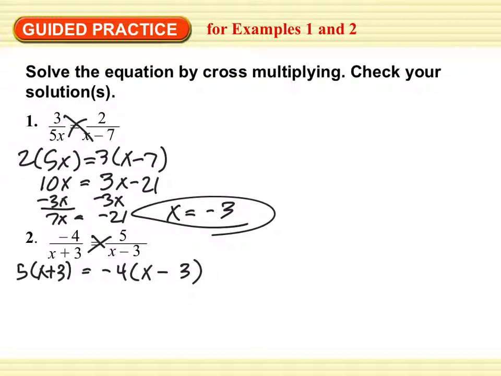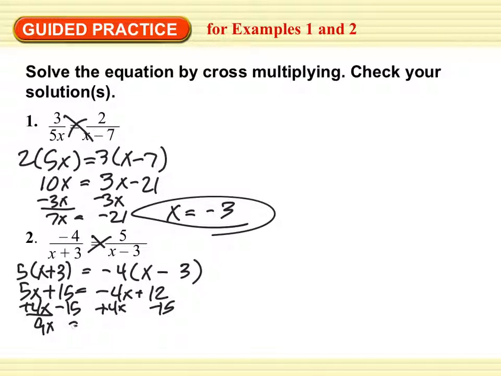Distribute. 5x plus 15 equals negative 4x plus 12. I'm going to add 4x to both sides. 9x, subtract 15 from both sides, equals negative 3. Divide both sides by 9, and I actually get a fraction, negative 1/3. It actually was negative 3/9, and I simplified it to negative 1/3.